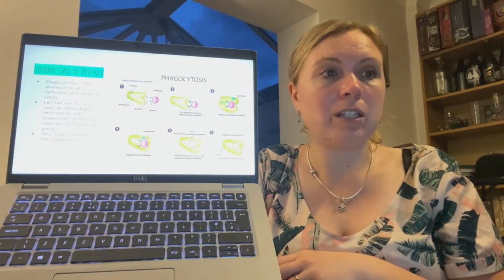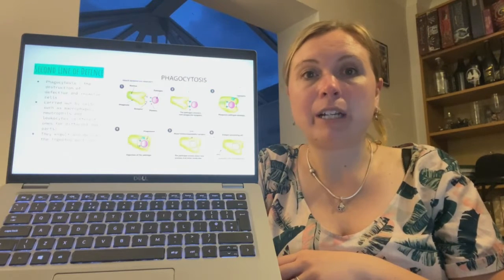So here we have phagocytosis. This is the destruction of defective, damaged, foreign and invasive cells.